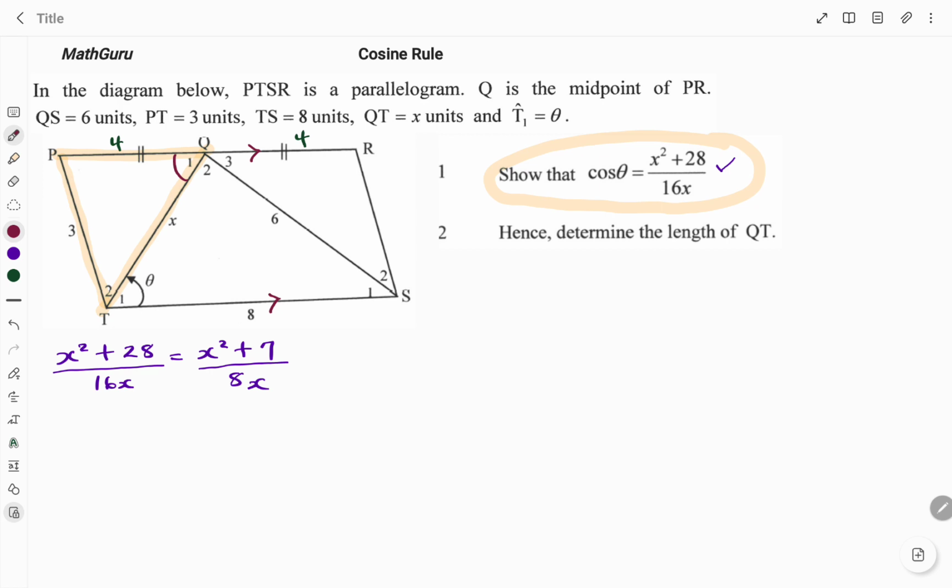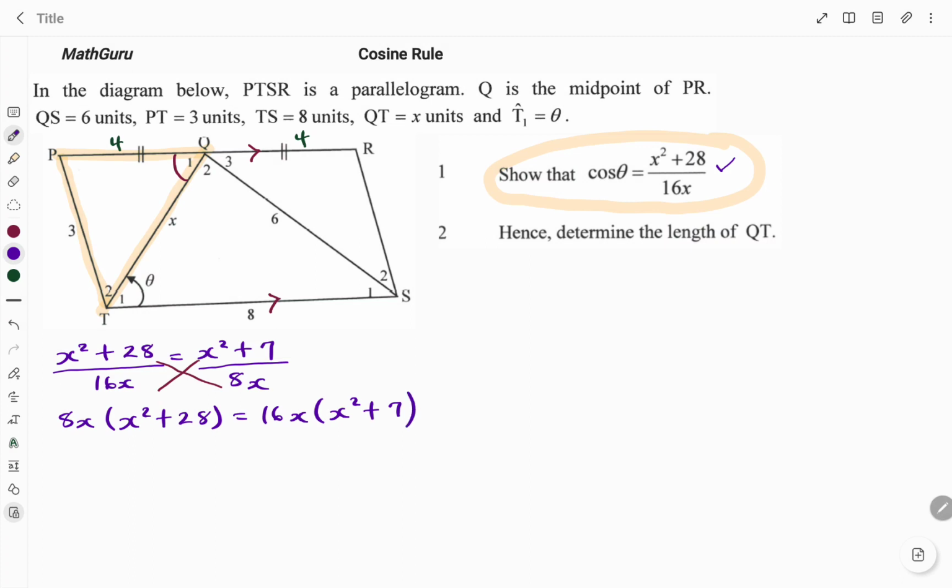Because I have a fraction on the left hand side and another fraction on the right hand side, I'm going to cross multiply as shown. So I have 8x in bracket x squared plus 28 equals 16x in bracket x squared plus 7. I'm going to solve for x.